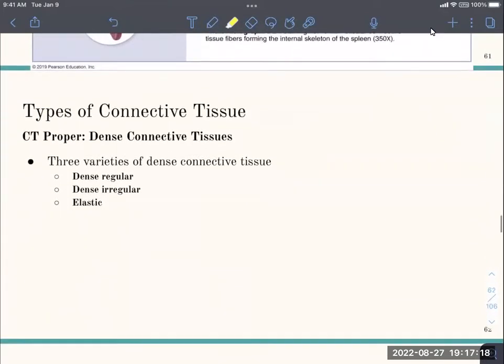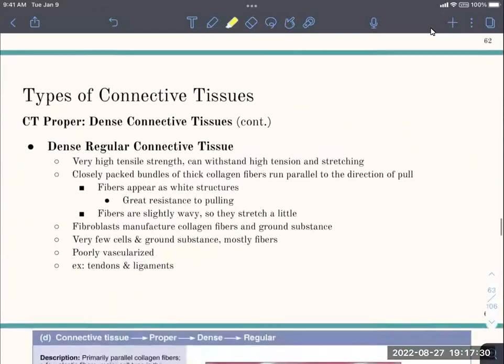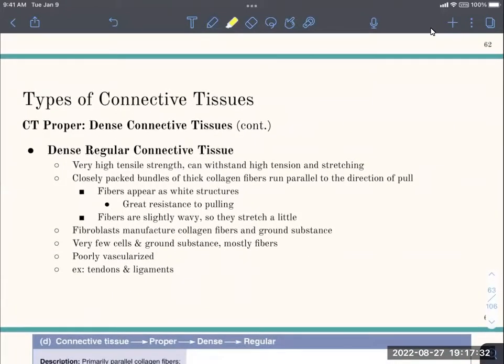Let's look at our dense connective tissue. We'll see why it's called dense connective tissue when we get to some pictures. We have dense regular, dense irregular, and elastic. So our dense regular connective tissue, it's very high tensile strength. It's very strong. So it's in places that need to be very strong, like tendons and ligaments. There's no blood vessels or very little blood vessels that go to your tendons and ligaments.